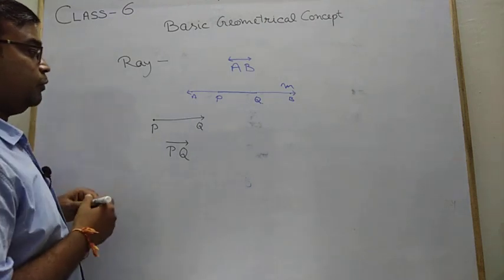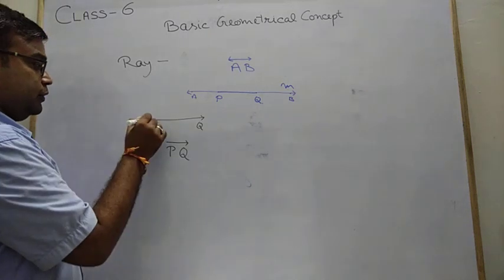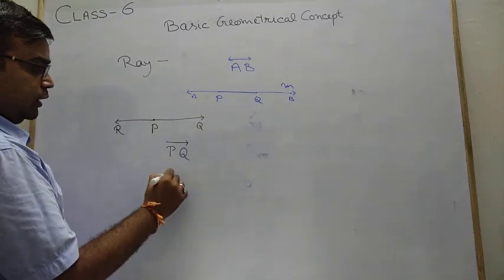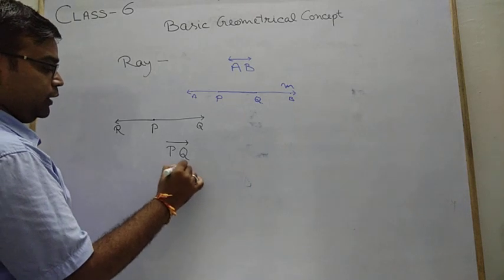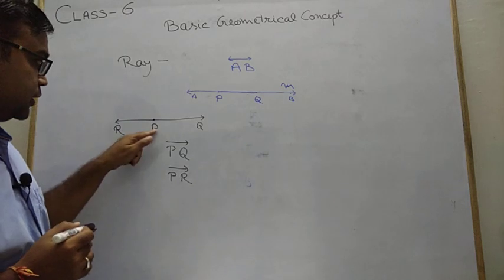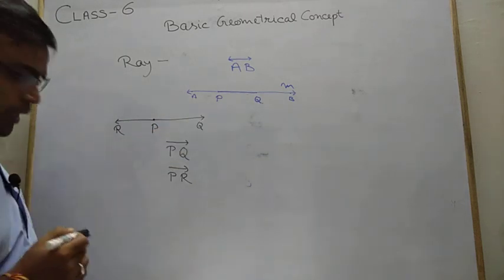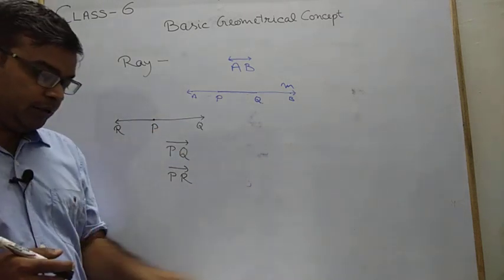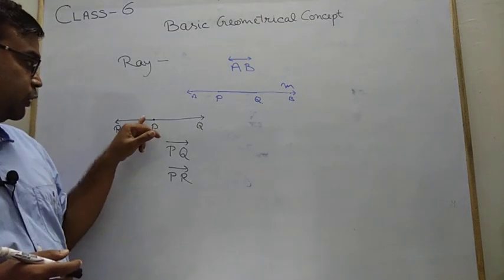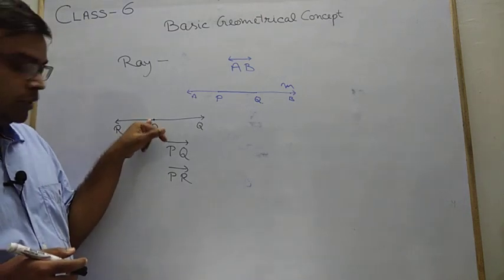Rays may be opposite. Suppose PQ and PR. So PQ and PR both are rays and they are opposite to each other. Clear? This moves in this direction, this moves in this direction. So they may be opposite to each other. This point P is known as the initial or starting point.